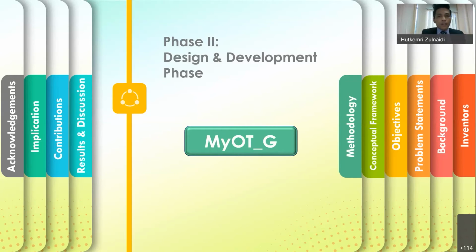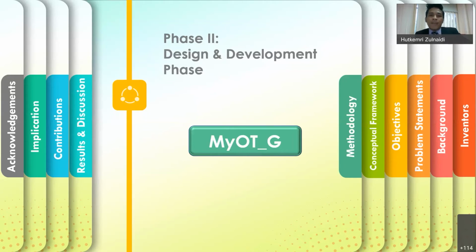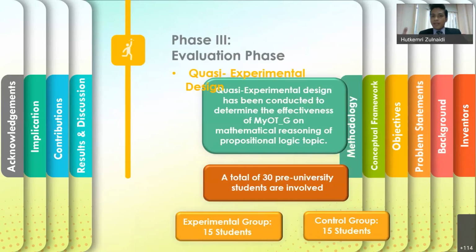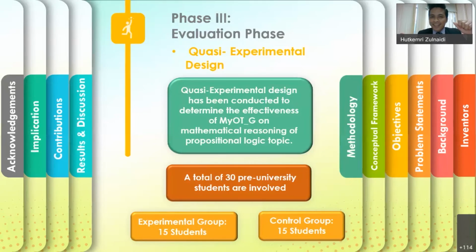Okay? So now we continue with phase 3. It's about the evaluation process. This one is a quasi-experimental design. We conducted this to determine whether this MyOTG has any significant effect on mathematical reasoning for professional topics.